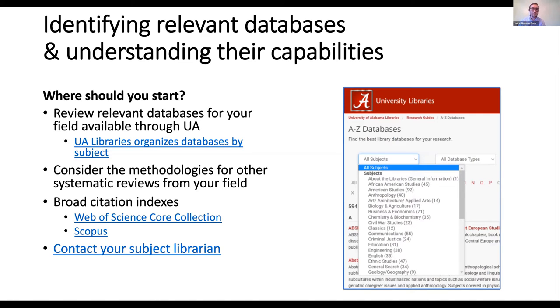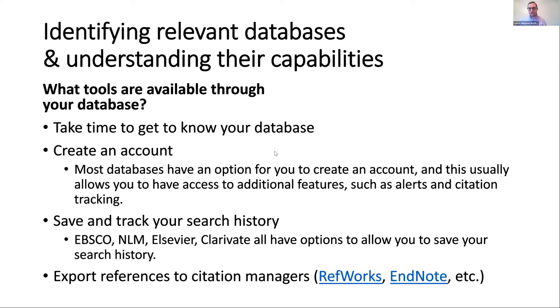You also can start with some very broad citation indexes. That would include the Web of Science Core Collection, which I have linked here, and Scopus as well. And then last but not least, you can contact your subject librarian. I've got a link here with a list of all of the subject librarians here for UA Libraries. You can reach out to us and we can work through with you to find specific databases for your subject.